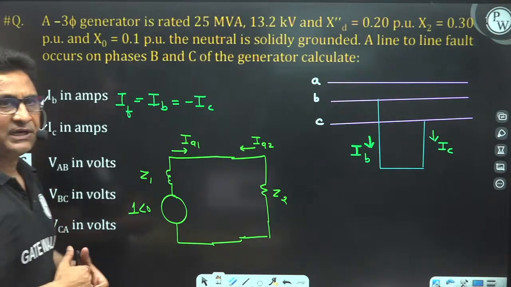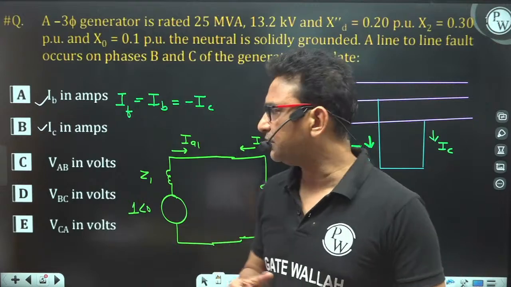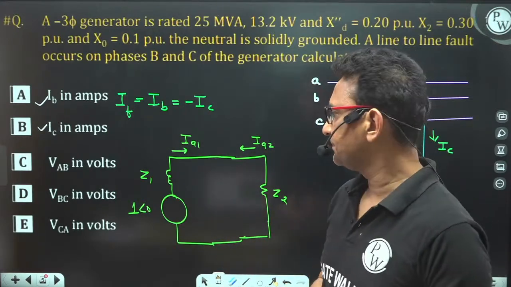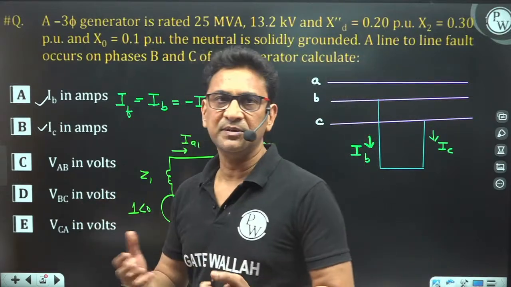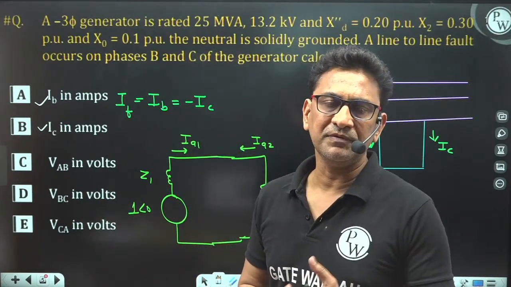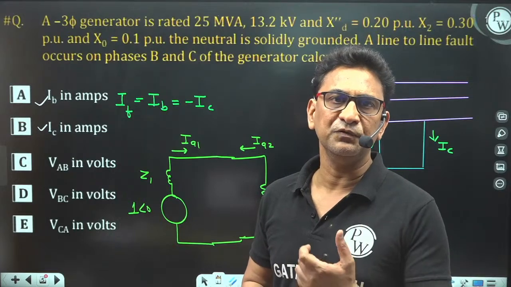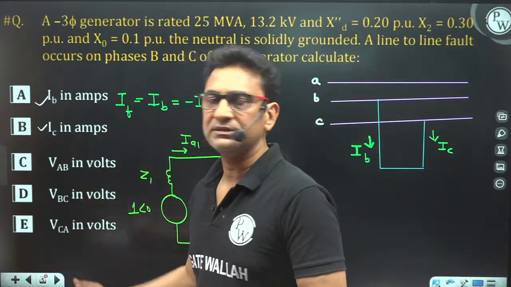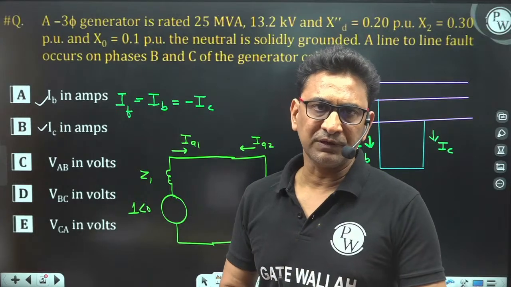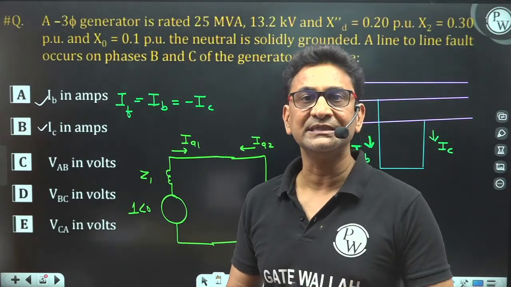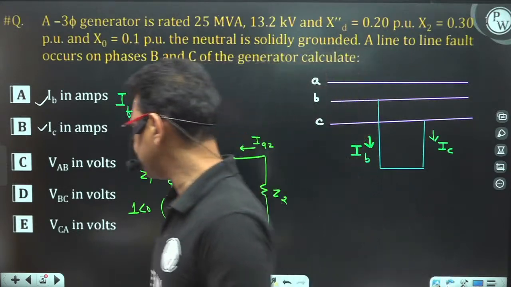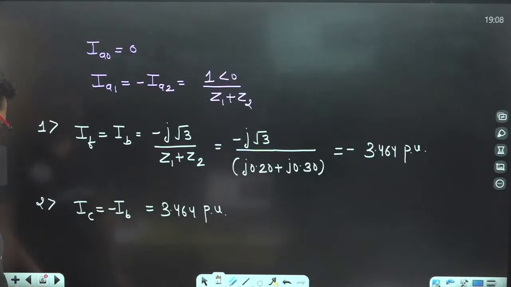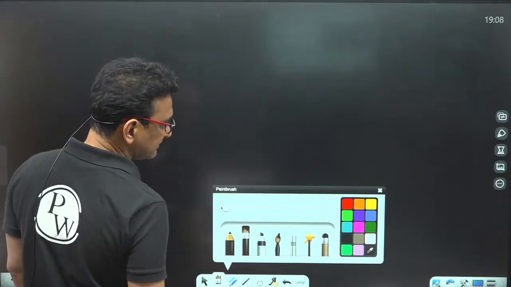Now we have to find out the line voltages like VAB, VBC and VCA. We all know that VAB is nothing but VA minus VB, and VBC is VB minus VC. So first of all, we will find out the phase voltages VA, VB and VC, and then we can find out the line voltages. To find out the phase voltages, we will use the sequence voltages and the sequence currents, that means we will use the sequence network. So let's find out the sequence current and the sequence voltage.